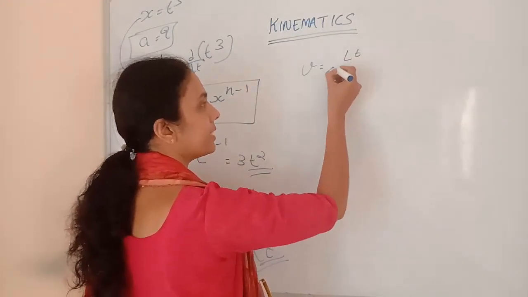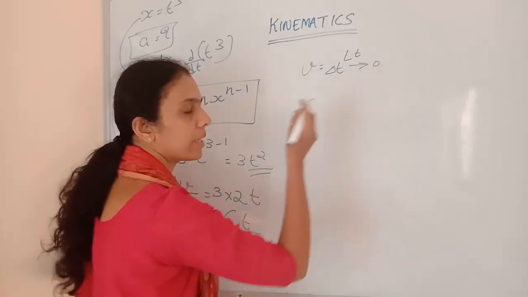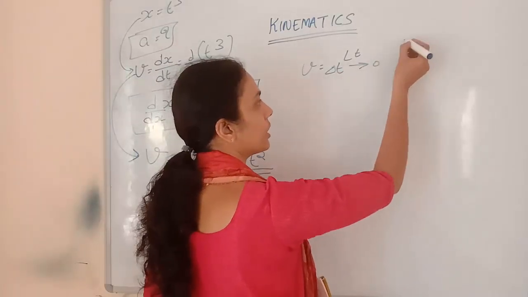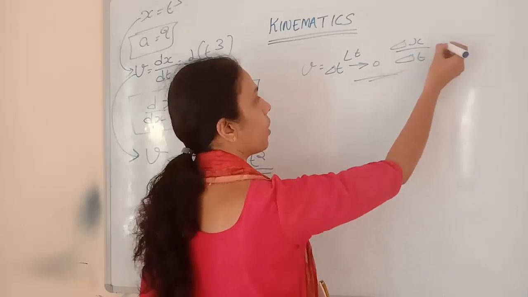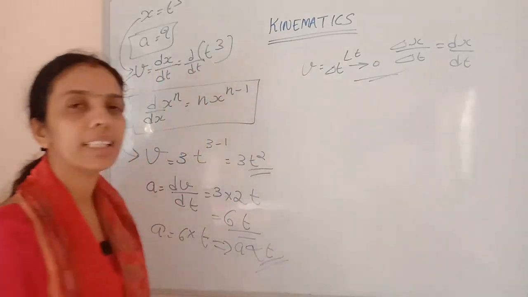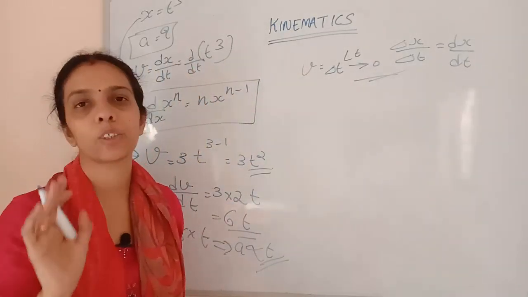limit delta t tends to 0. That means the time interval is very small. Delta t tends to 0, delta x by delta t. This is called dx by dt. This is called instantaneous velocity. Velocity at a particular instant of time.